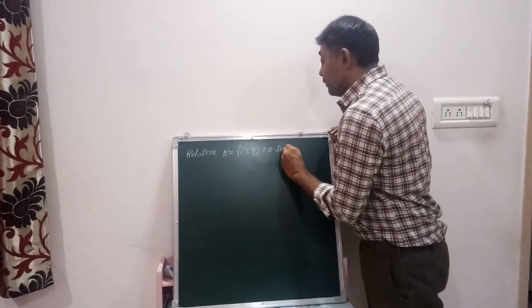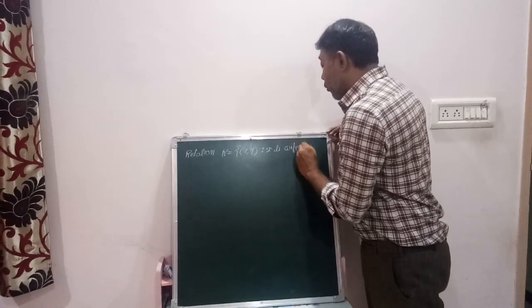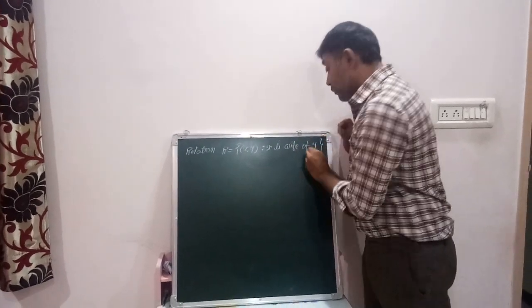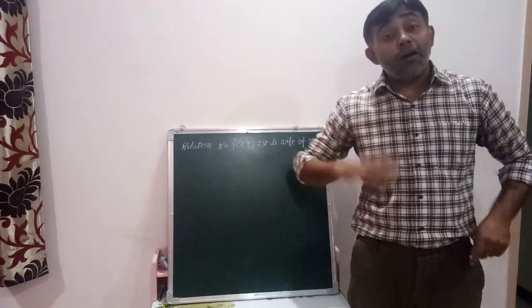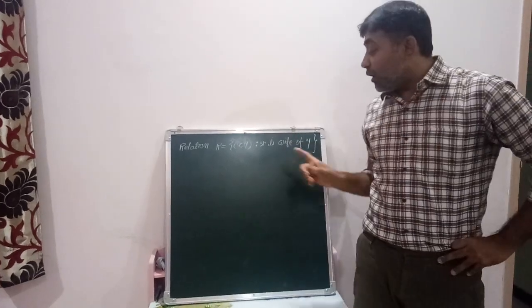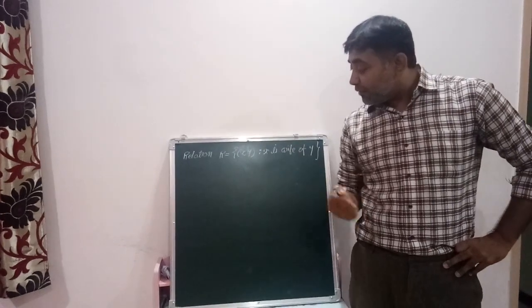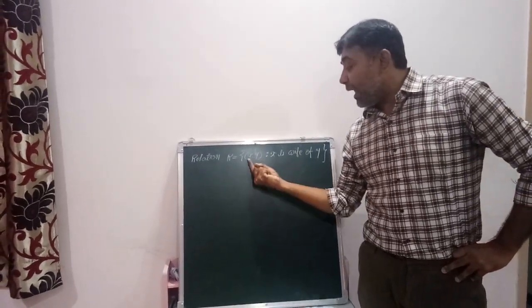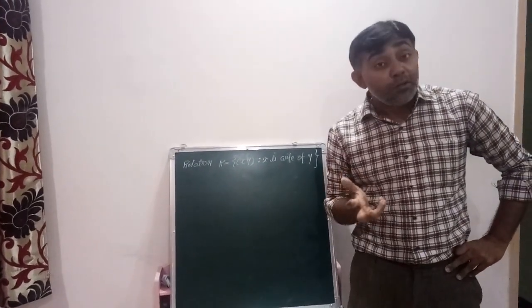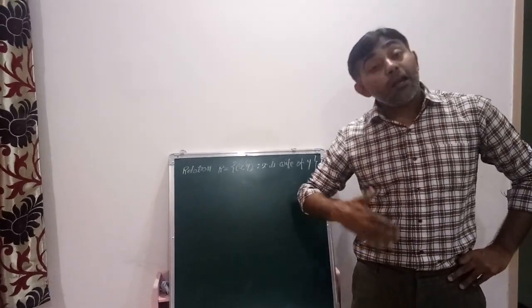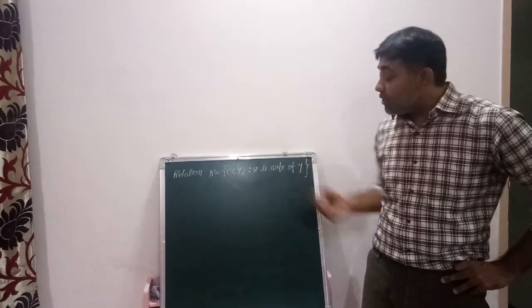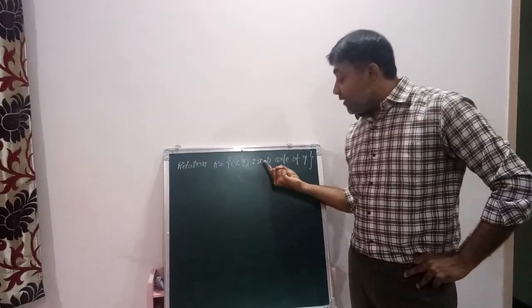X is wife of Y. So now let us see what happens. Is this relation reflexive or not? Reflexive means that an element connects with itself. Now just read it, as it is a very interesting thing.